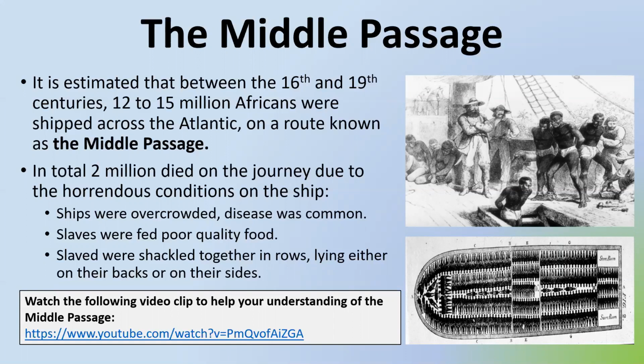Now, the slaves were fed, but they were fed very poor quality food. Remember, unfortunately, they were seen as a commodity. They were seen as something to be bought and to be sold. Therefore, it was in the interest of the slave ship owners to have as many slaves alive at the end of the Middle Passage as possible. So you still needed to feed them and hope that as many would survive that journey as possible, okay?